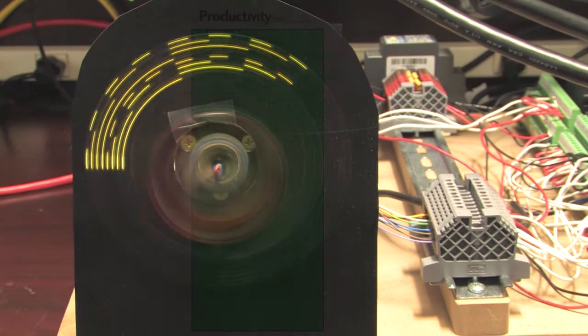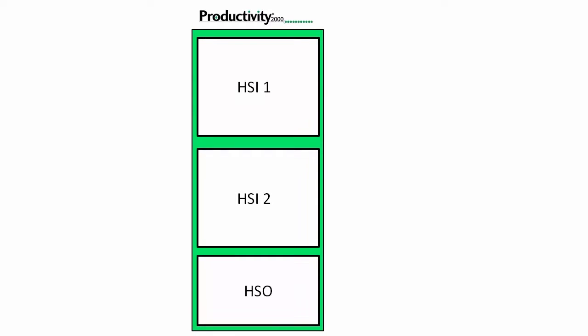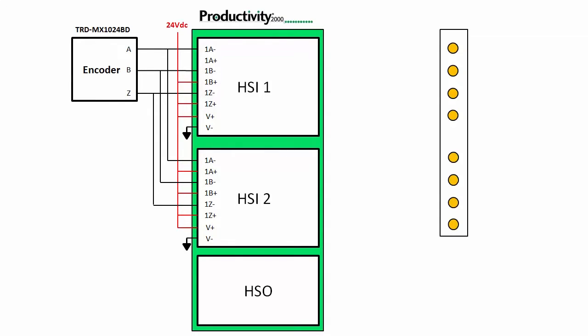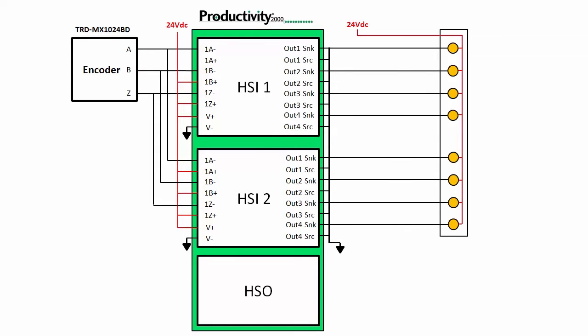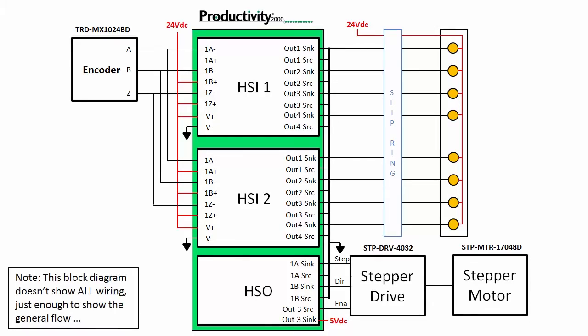We happen to be using the Productivity 2000 with an HSO module and 2 HSI modules installed. An encoder is wired in parallel to channel 1 on both HSI modules, and we're driving the LEDs on this strip with the HSI outputs through a slip ring so the LEDs can rotate. The HSO module is driving a stepper, and this I/O is being used to enable the drive.